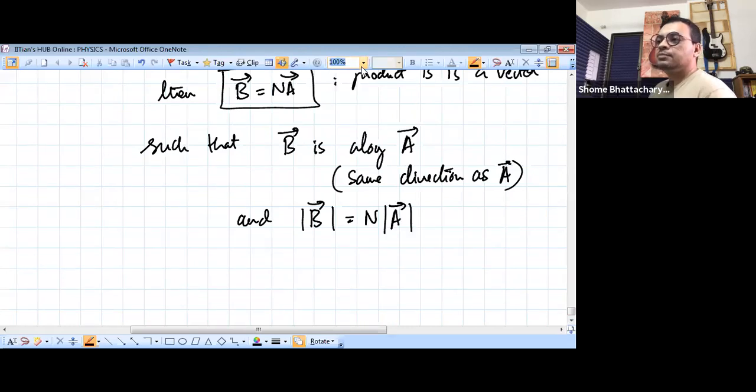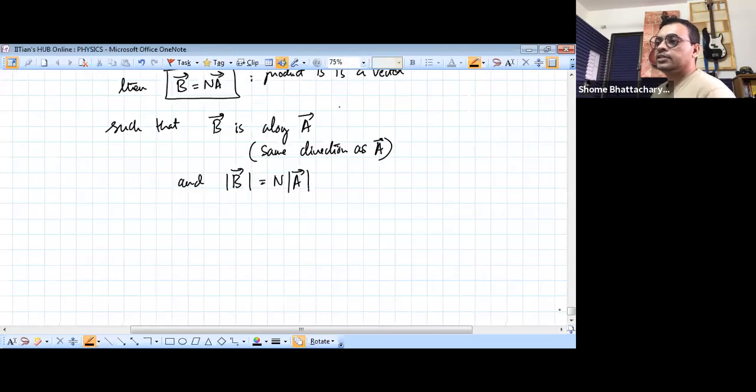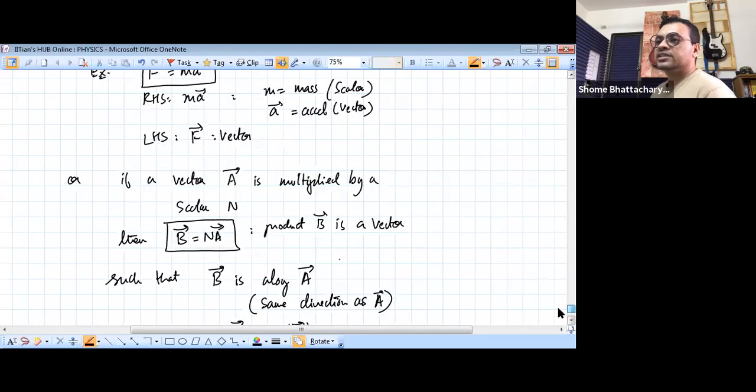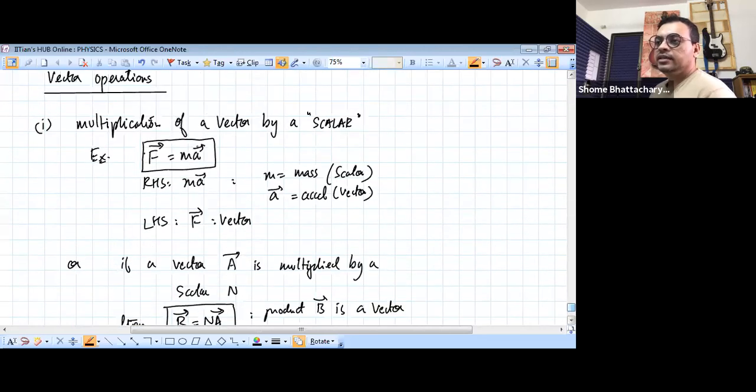We'll understand some examples of this and this will become more clear. But first, just write down the definition of this operation. When we multiply a vector with a scalar quantity, it gives us a vector quantity. So multiplying the acceleration with mass gives us a new vector quantity, which is force. And always that vector quantity will be in the same direction. So the direction of force is equal to the direction of acceleration. But the magnitude of force will become mass into the magnitude of acceleration.